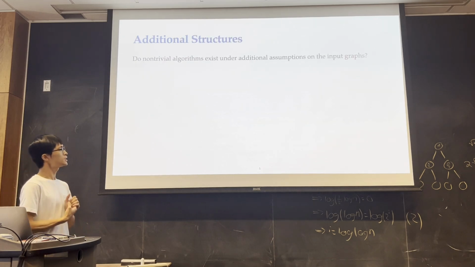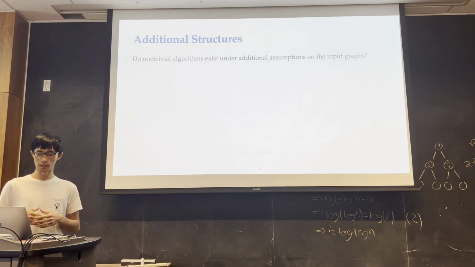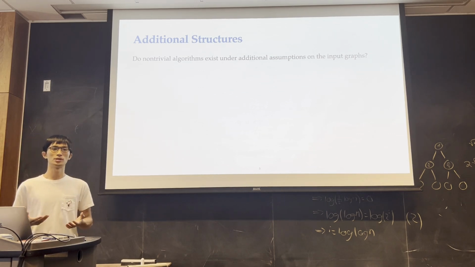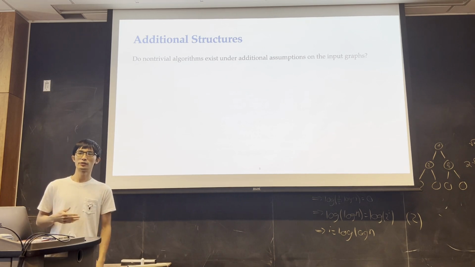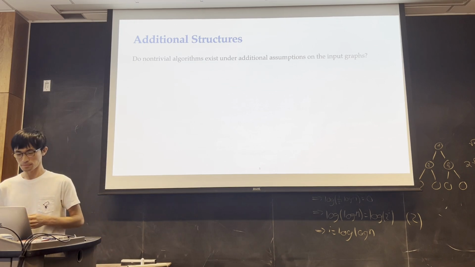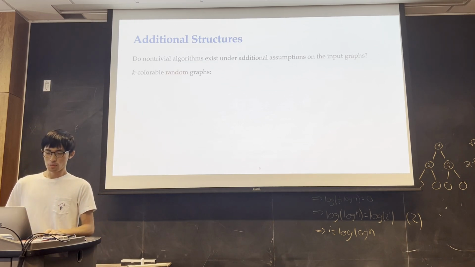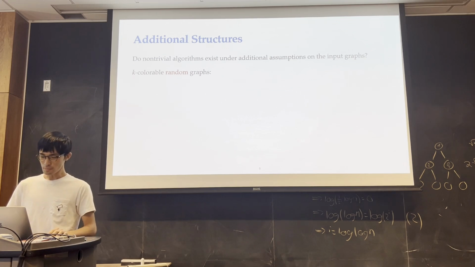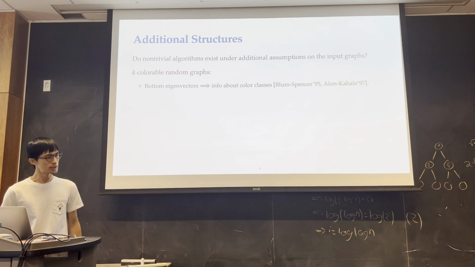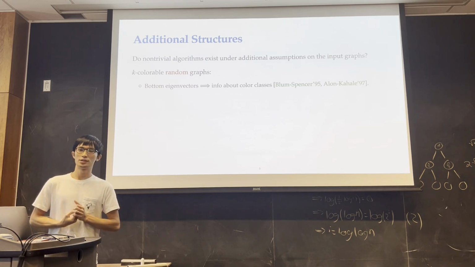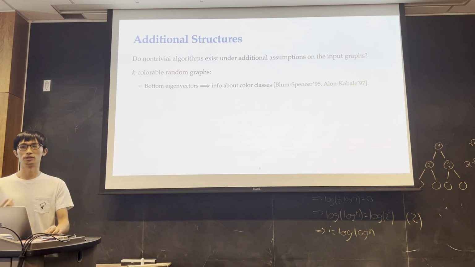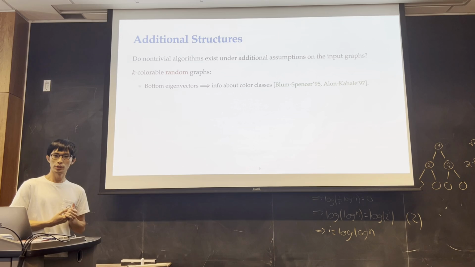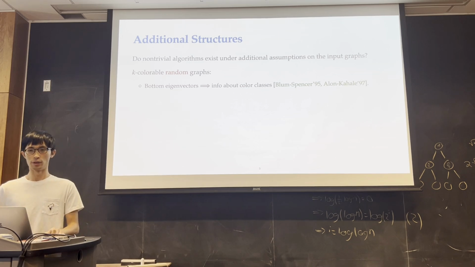And in particular, this is basically the idea behind, for example, smooth analysis or average case analysis. We're asking what are some minimal assumptions on the input we can add so that we get non-trivial algorithms. We escape the worst case hardness. One example that people have studied is random graphs, k-colorable random graphs. It was observed that in this case, the bottom eigenvectors of the adjacency matrix contain a lot of information about the color classes. So they're able to use the bottom eigenvectors to recover a k-coloring of a random k-colorable graph.